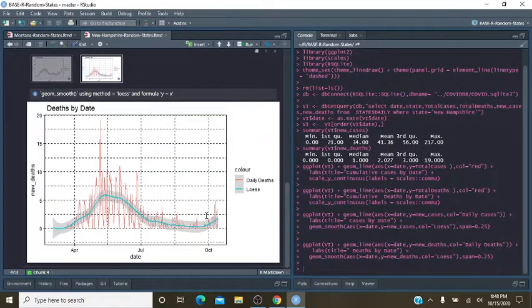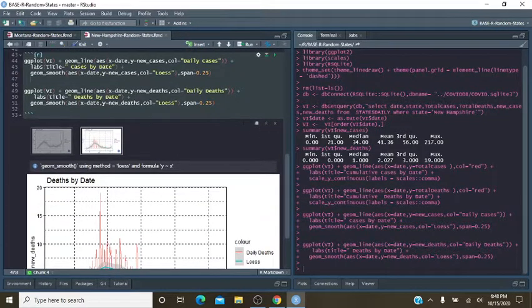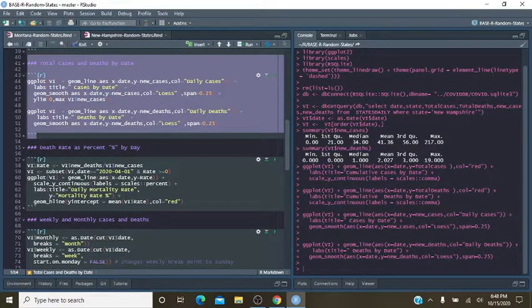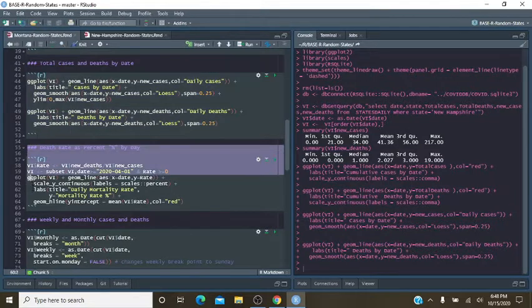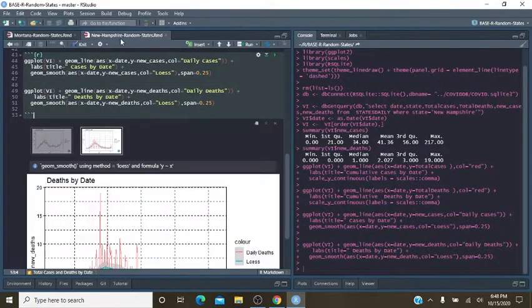So the deaths on average are still really extremely low. Okay. What about the mortality rate for the Live Free or Die state?